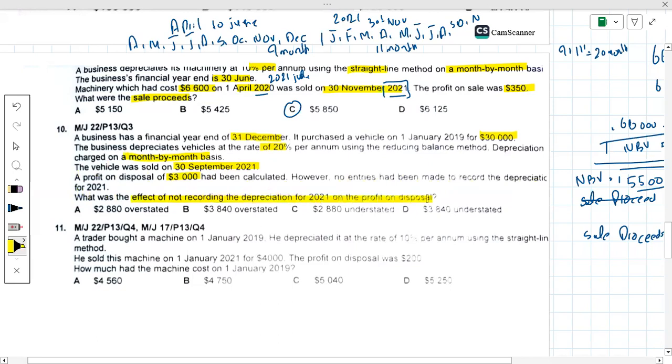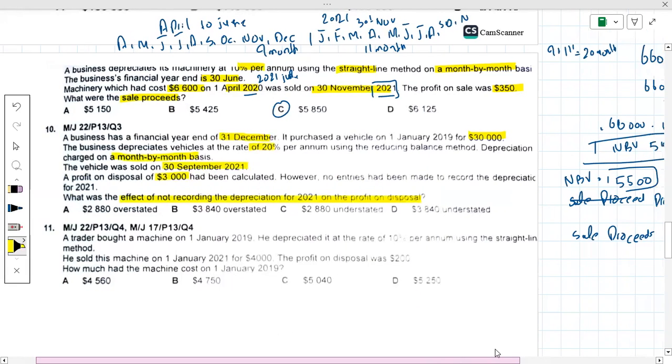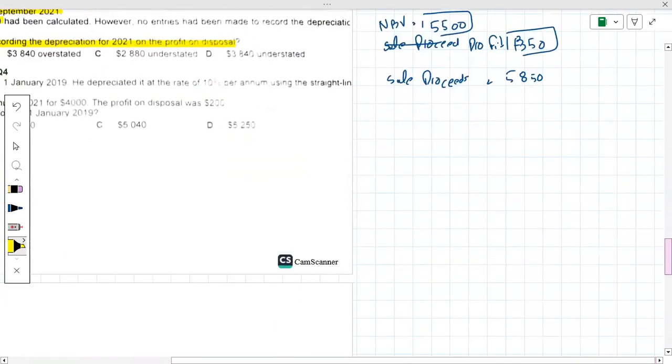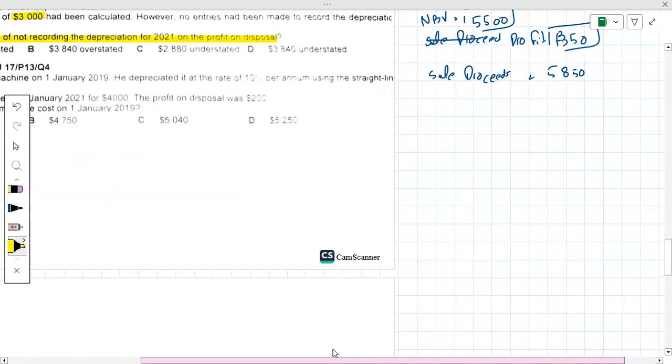Okay. So, first of all, what was the cost of the vehicle, of the non-current asset?